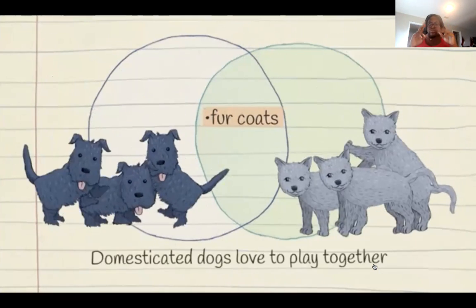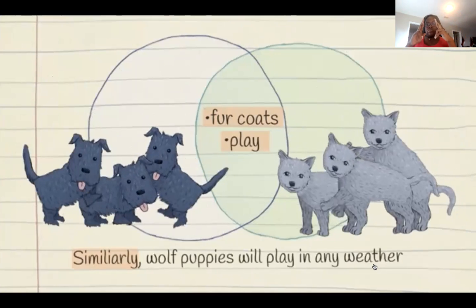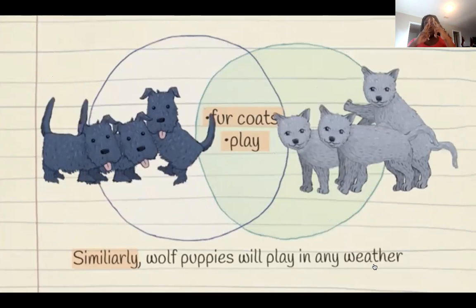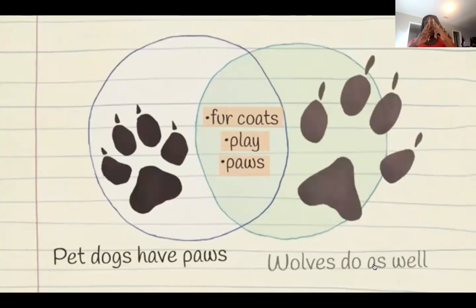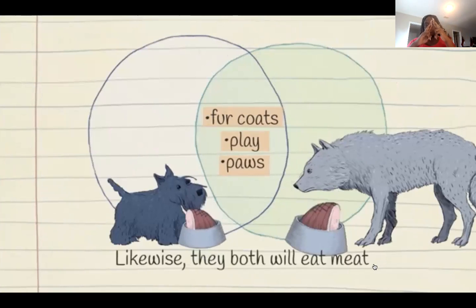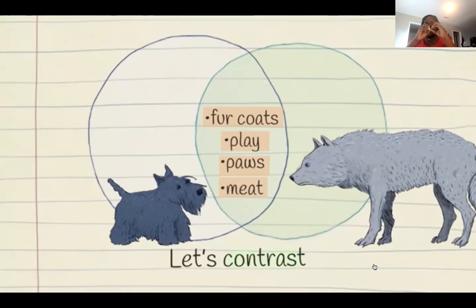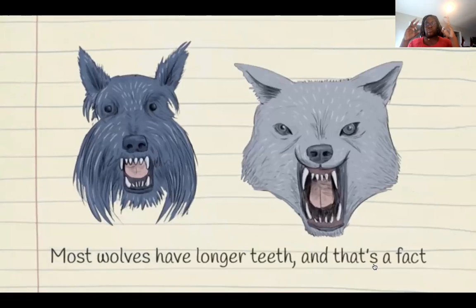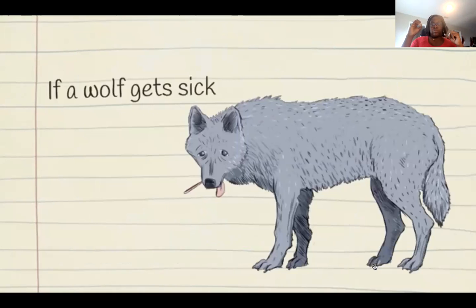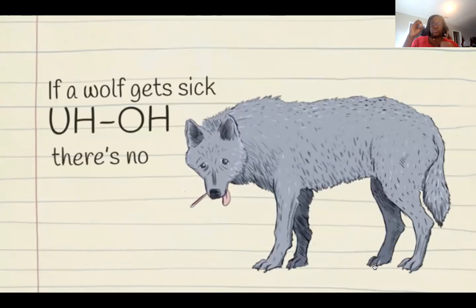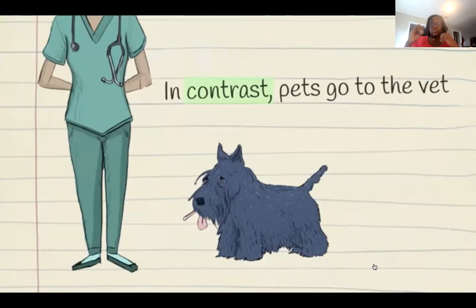Domesticated dogs love to play together. Similarly, both puppies will play in any weather. Pet dogs have paws, wolves do as well. Likewise, they both will eat meat. Can you tell? To see how they're different, let's contrast. Most wolves have longer teeth, and that's a fact. If a wolf gets sick, there's no medicine. In contrast, pets go to the vet.